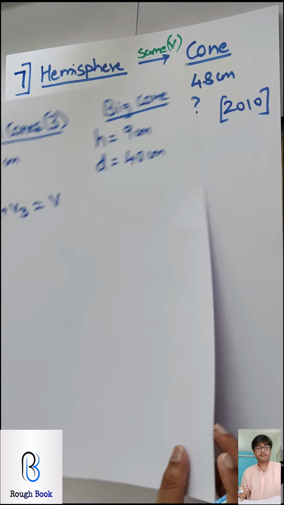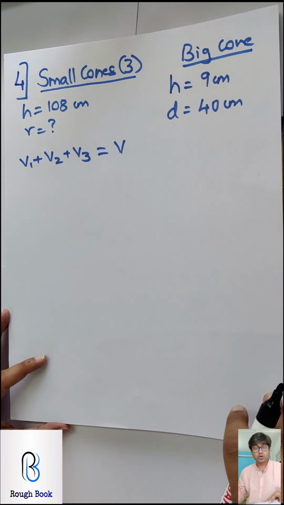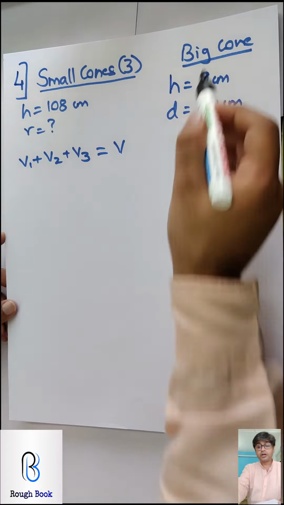Sum number 4. 3 small cones, all of the same type, are formed into a bigger cone.